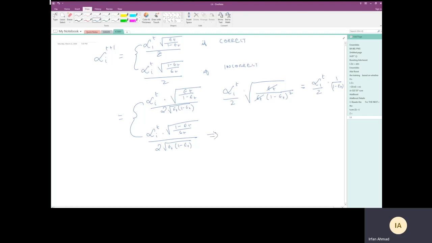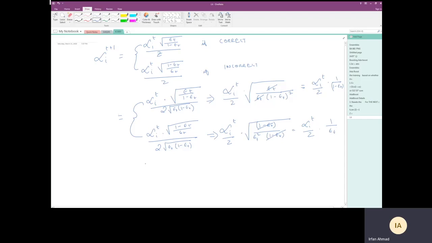You get, this is nothing but alpha sub i of t over 2, this 2 here is here, times the square root of 1 minus error rate over error rate, both of them are there, square root of 1 minus error rate. And these two cancel, which is nothing but alpha sub i of t over 2 times 1 over error rate. Now, what does this tell us? This tells us something interesting.